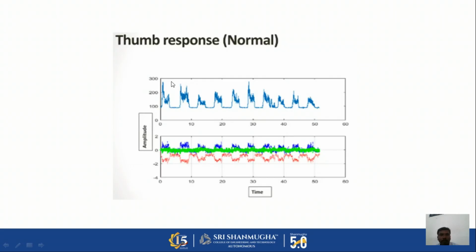Next we are going to see thumb response for normal speed. During normal thumb movement, the muscles contract with moderate strength. As a result, the EMG signal amplitude becomes moderate. These signals represent typical daily hand activities such as holding objects, writing or gripping tools. Understanding these EMG patterns helps the prosthetic hand perform natural grasping activities.